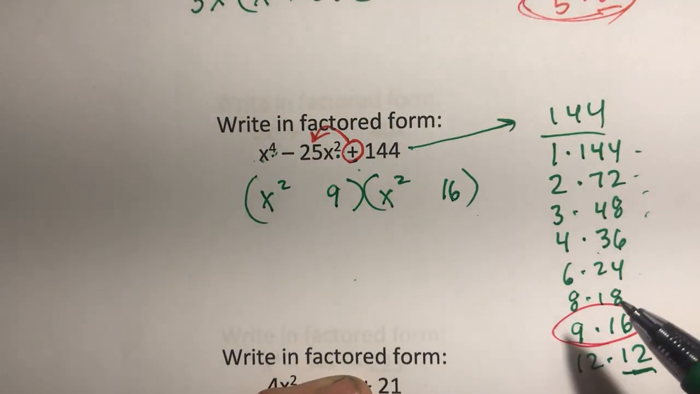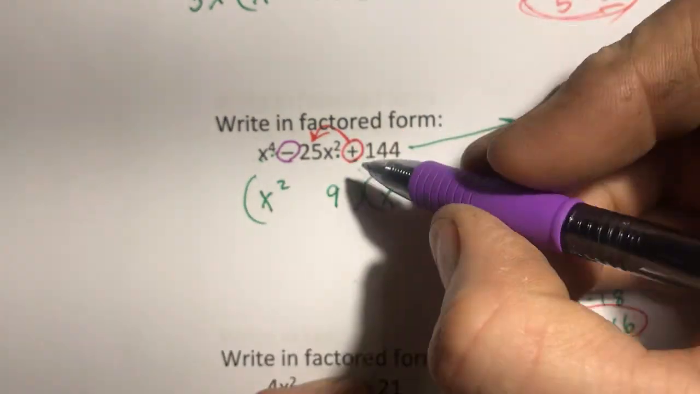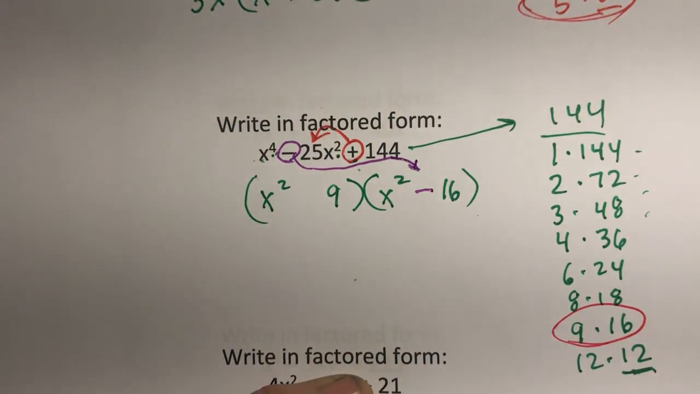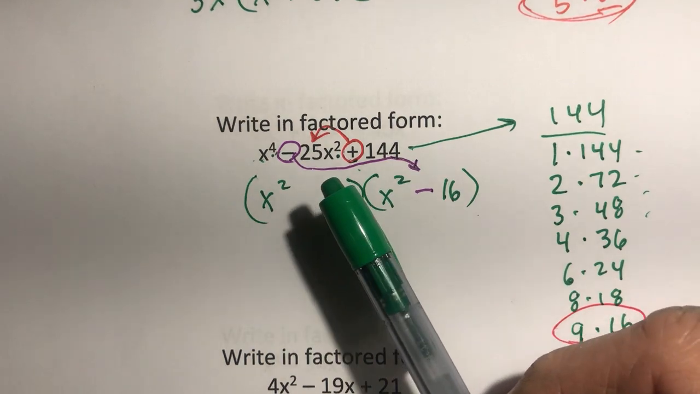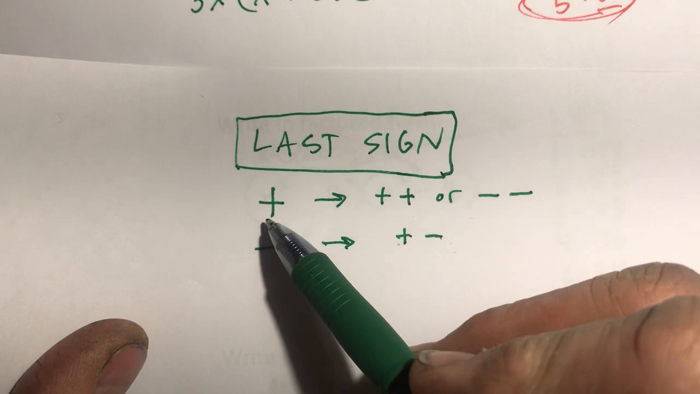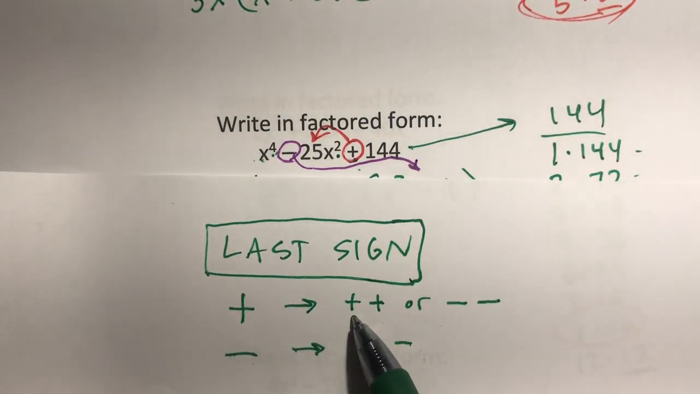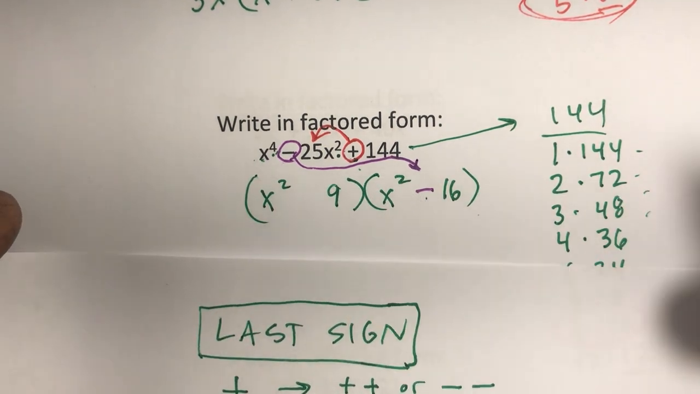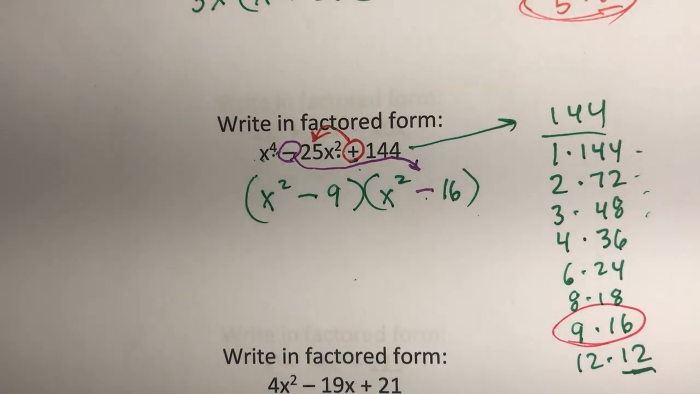Now I've got to get my signs in. Automatically, this sign right here goes to the big one, so that's going to come over here to this. Now, what's this sign here? Well, we've got to go back to the last sign thing we just talked about. My last sign's a plus, which means they're either both positive or both negative. I already have a negative here, so they must both be negative. So that's a minus.